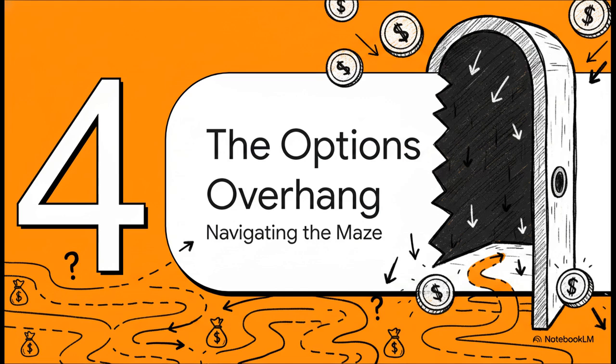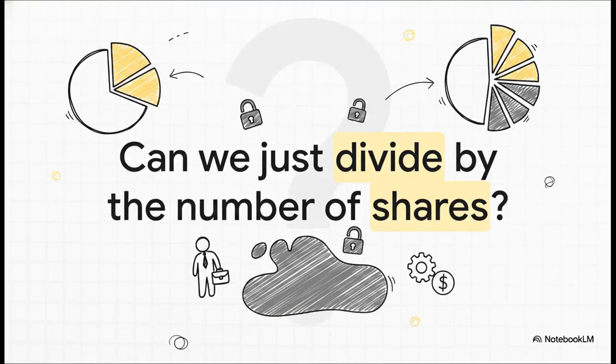Which brings us to Section 4, the options overhang, or as I like to call it, navigating the maze. At this point, you might be tempted to ask this exact question. We have the equity value, we've got the share count, let's just divide them and go home, right?